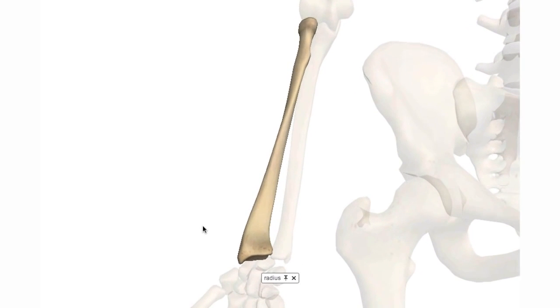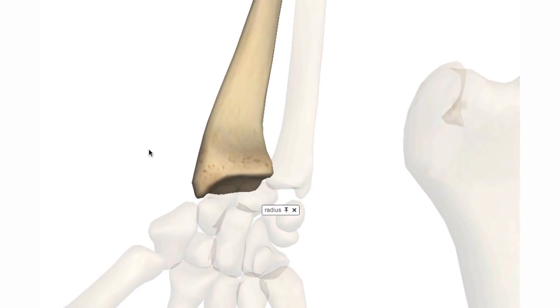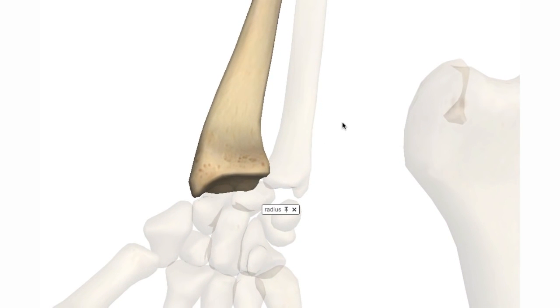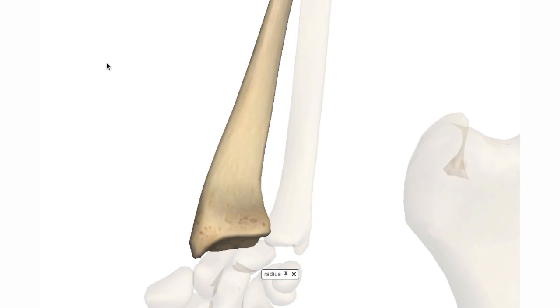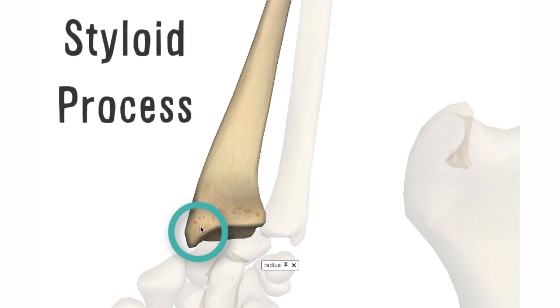Now let's talk about the distal extremity, which I'm zooming in right here. And we're looking at the anterior view. So this is the anterior view of the distal extremity of the radius. And we find here one structure known as the styloid process, which is found along the suprastyloid crest.